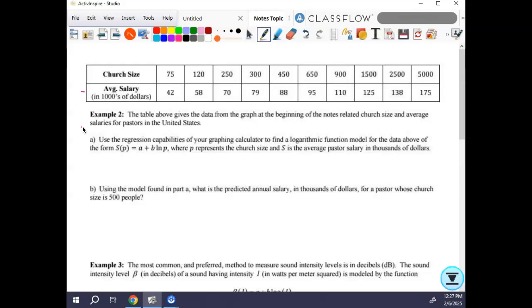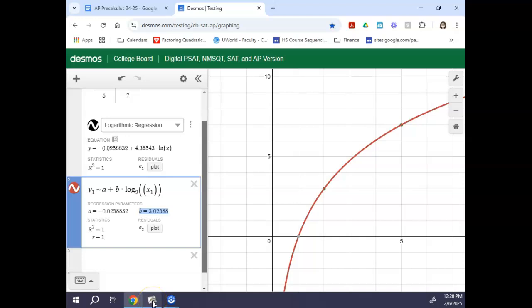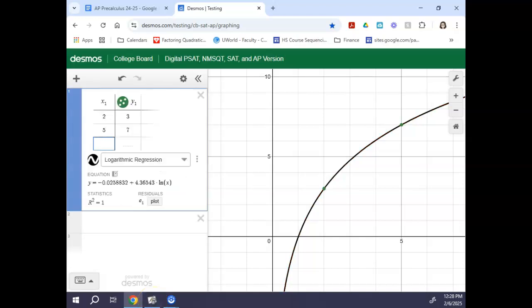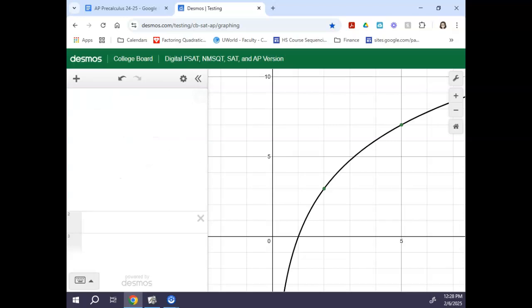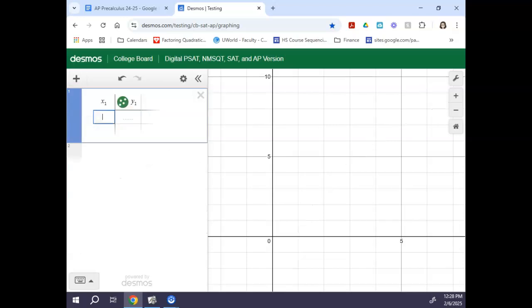And it gives me this, and it says where P represents the church size, so I'm going to label those, and S is the average salary in thousands of dollars. So then I'm going to go back to Desmos. I'm going to X out what I have. I personally don't have good luck with trying to type over on a table because I always do something stupid, so I think it's better just to start over and type in all that data.